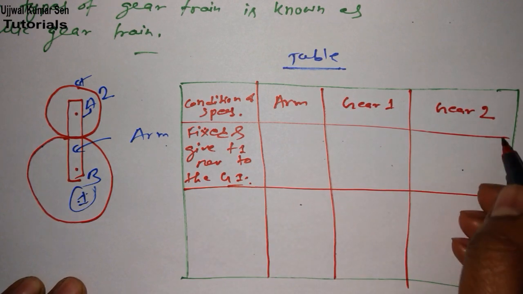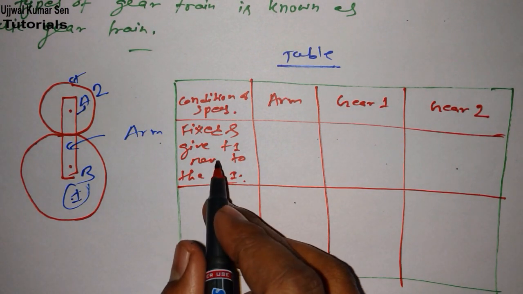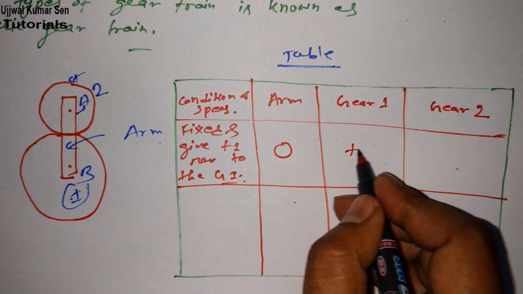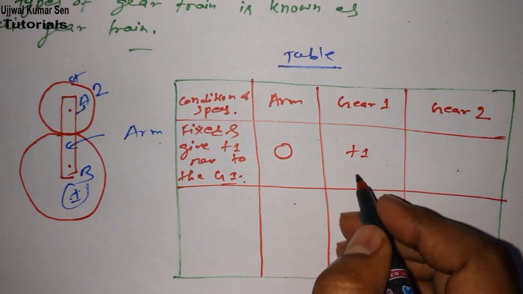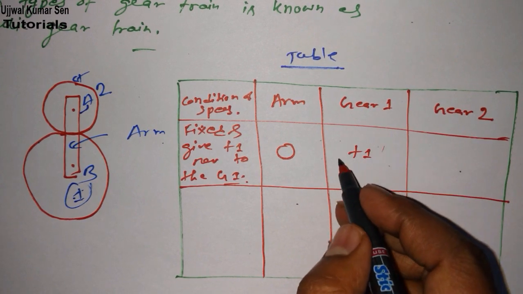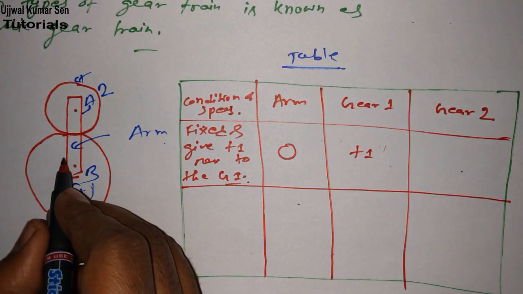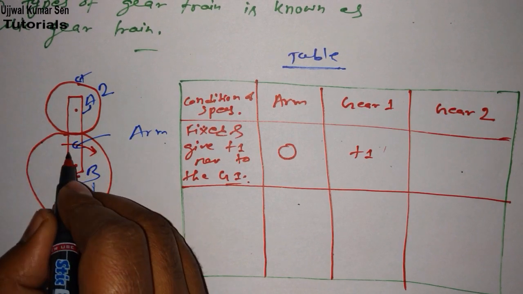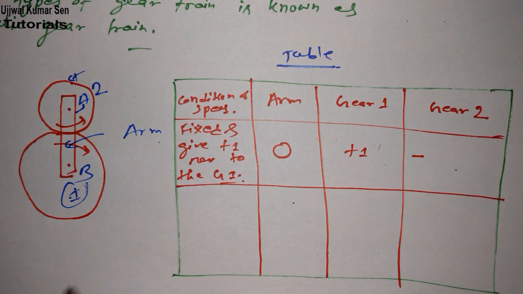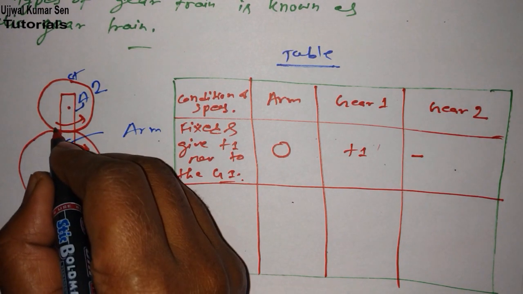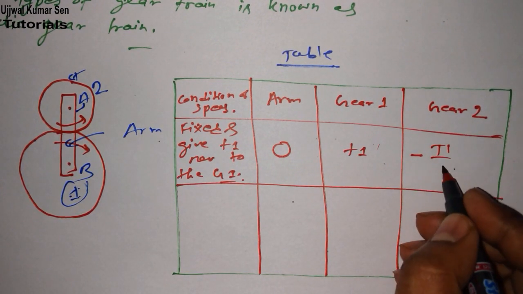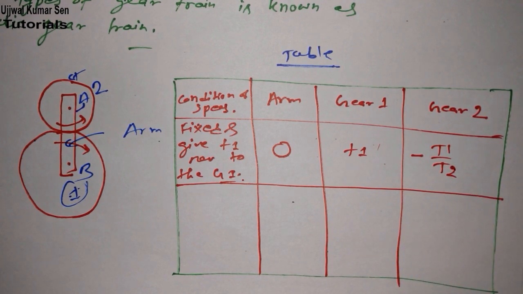What we are doing exactly is fixing this arm. If the arm is fixed, then its speed would be 0. If we are giving 1 revolution, +1 is here, and because of this +1 revolution, that means clockwise. If gear 1 moves clockwise, then gear 2 will move anti-clockwise. That's why there will be a minus sign. I'm telling you again, if this moves clockwise, then this will move anti-clockwise. That's why I have denoted this as a minus sign. So minus T1 by T2.